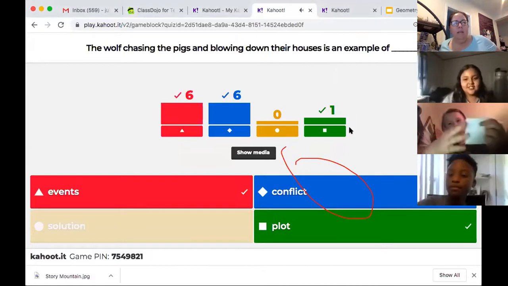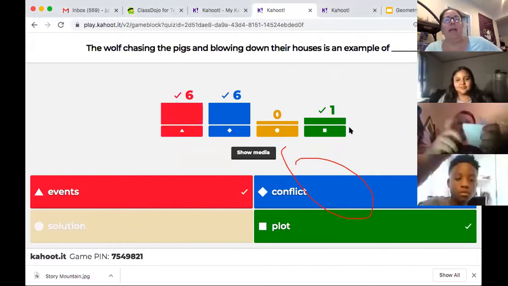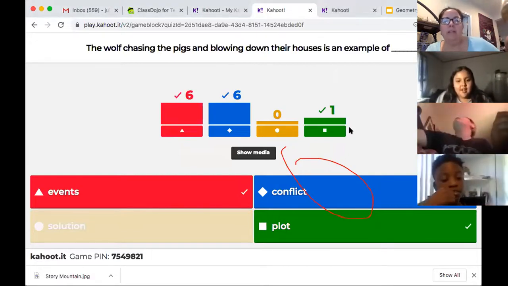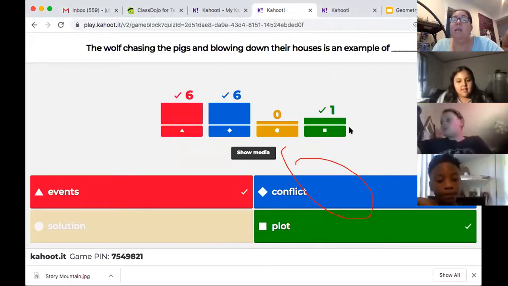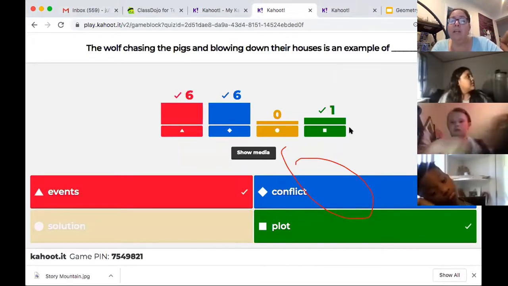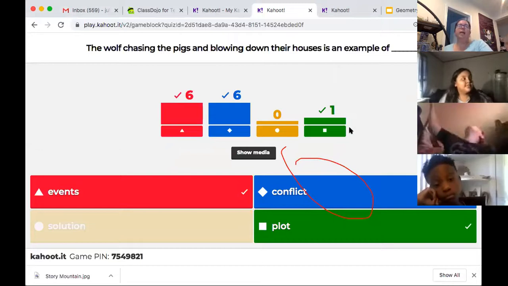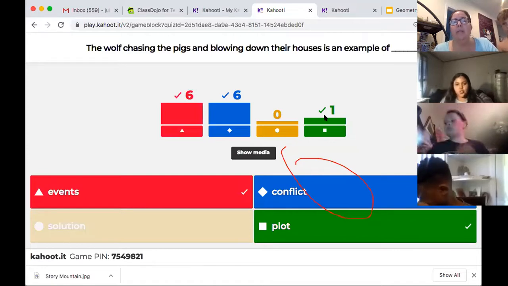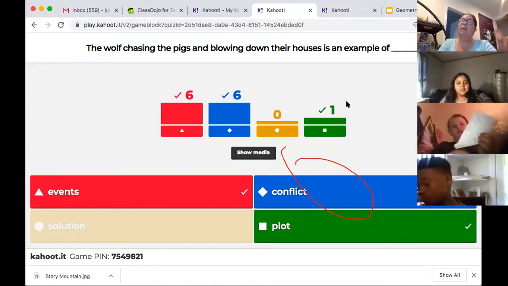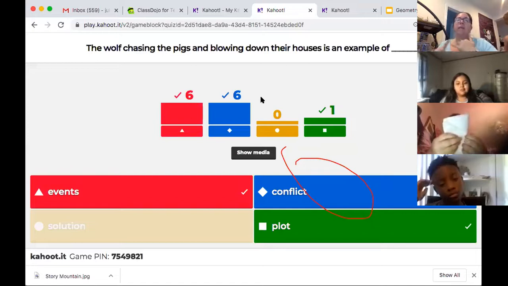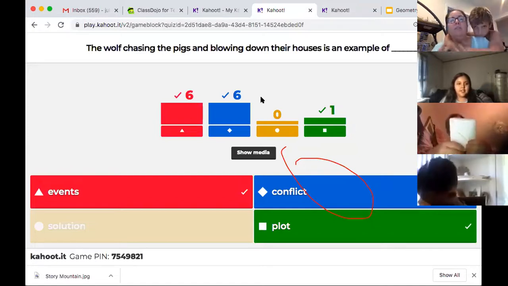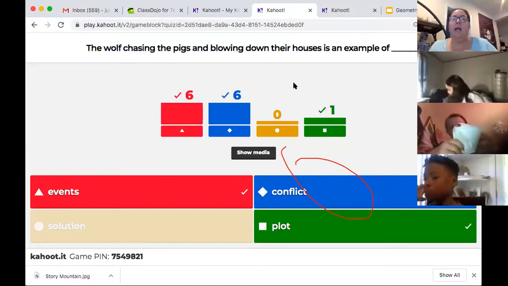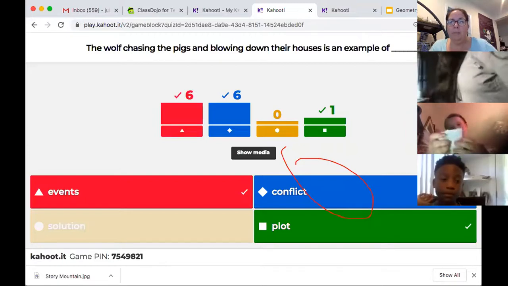All right. So really any of the three, they describe the event, they also describe the conflict, and it describes the plot, because those things are kind of all interwoven, right? So the wolf chasing the pigs and blowing down their house is an example of, it could be events, it could be the conflict in the story, and it could be the plot of the story.